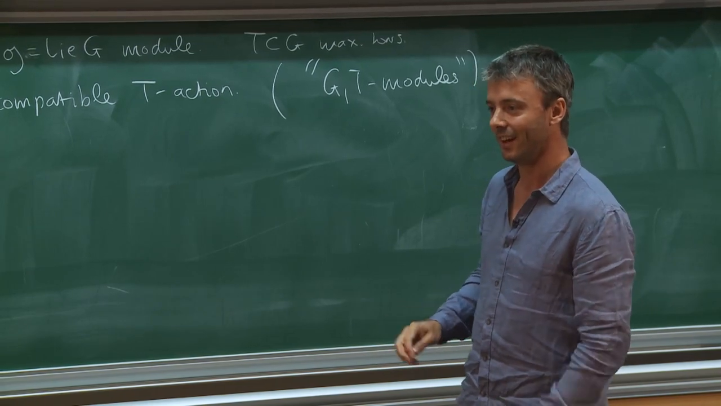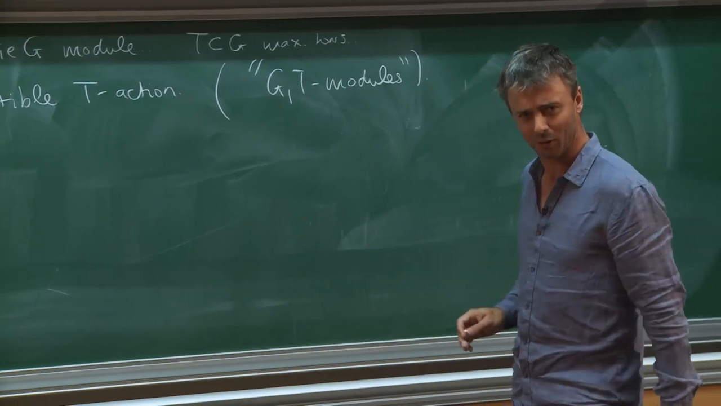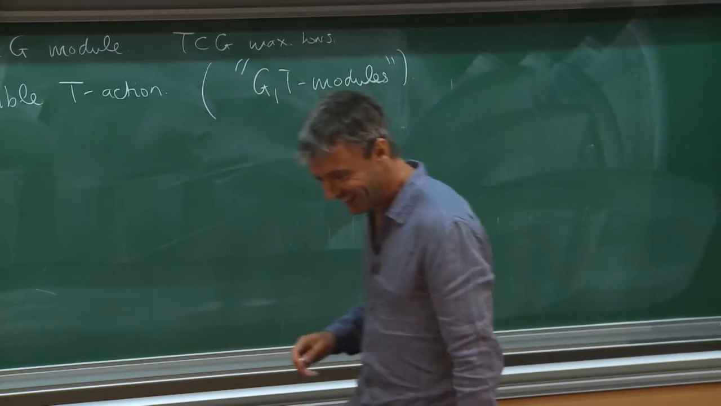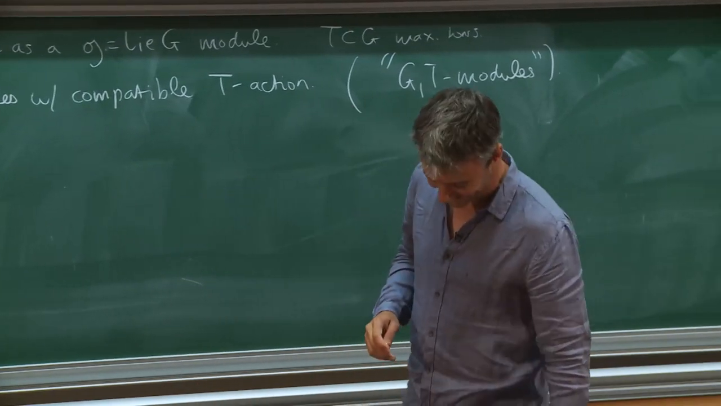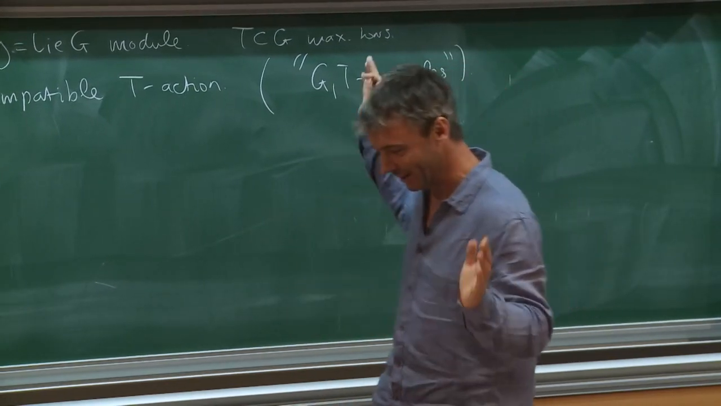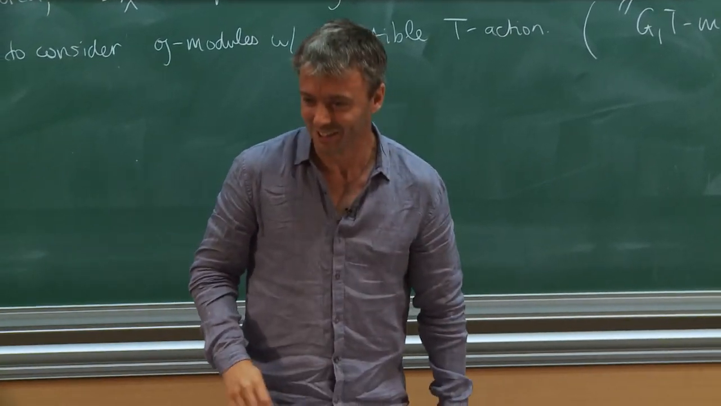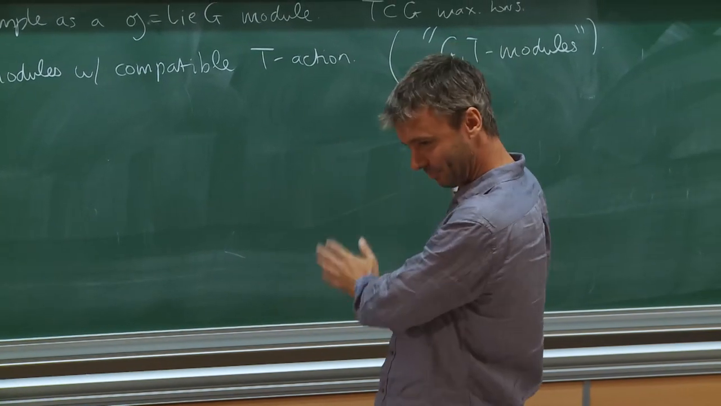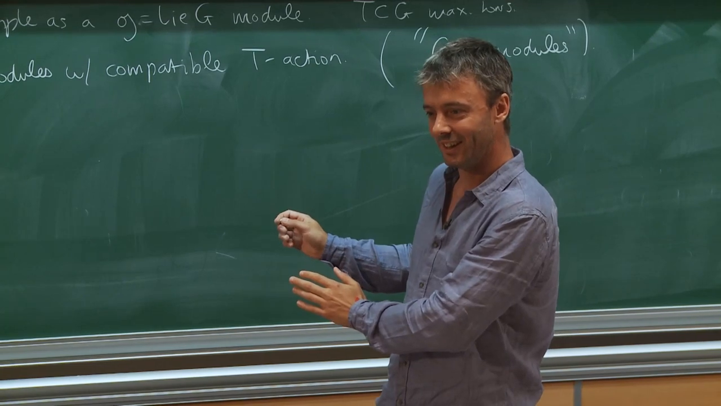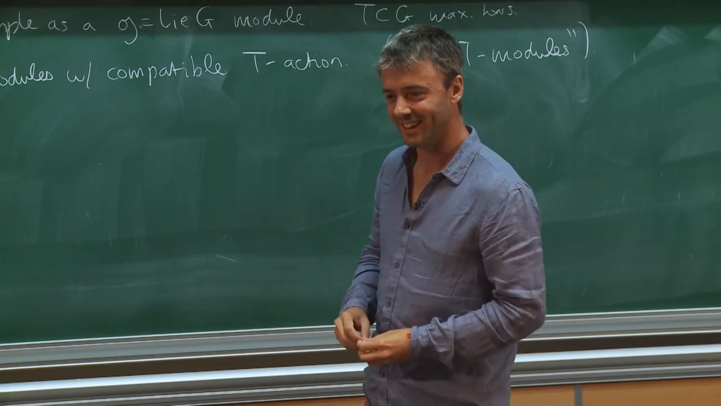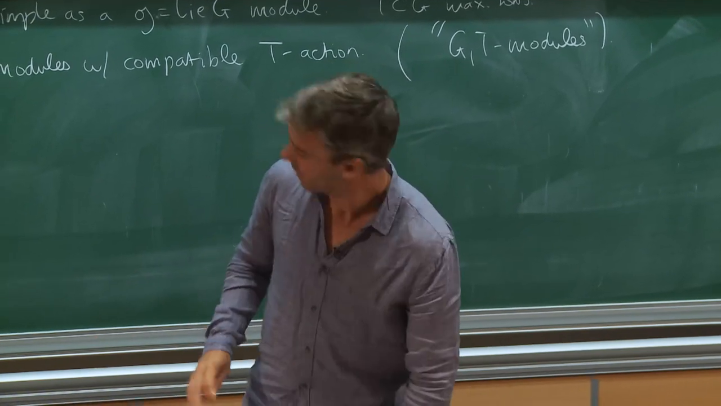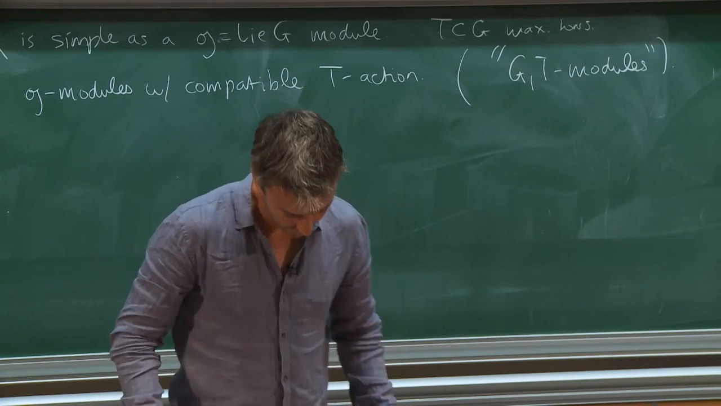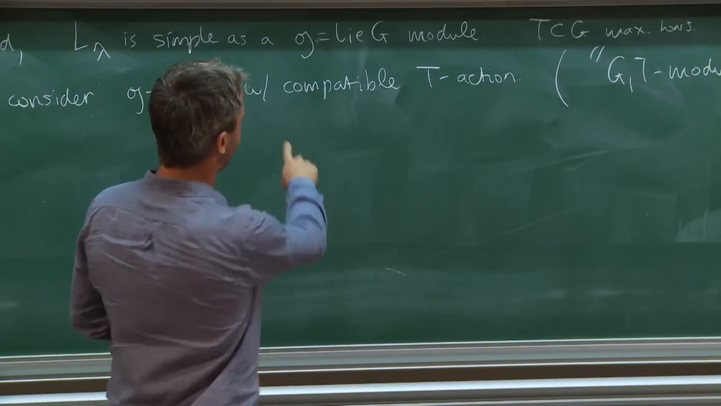Yes. And so if you're used to thinking about characteristic zero, which I guess is less normal in this audience, then you should be aware that there's a big difference between the big G modules and little G modules, between algebraic group modules and the algebra modules. Characteristic zero is essentially the same. But here, there's a big difference. But for simple modules, it's okay. There's essentially no difference. And so this is the world of G1T modules.